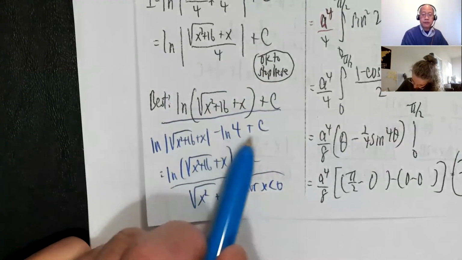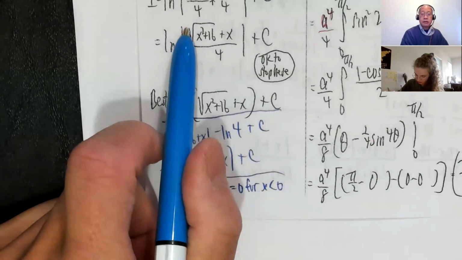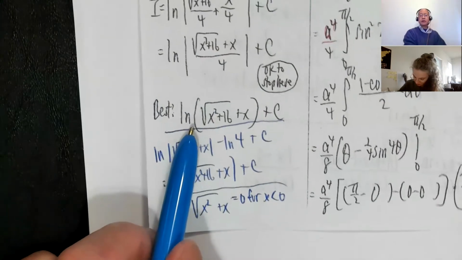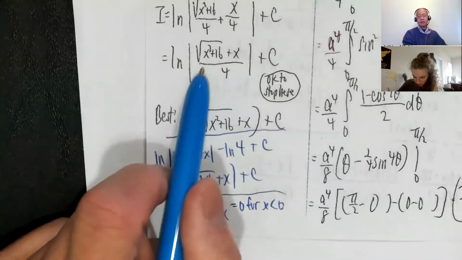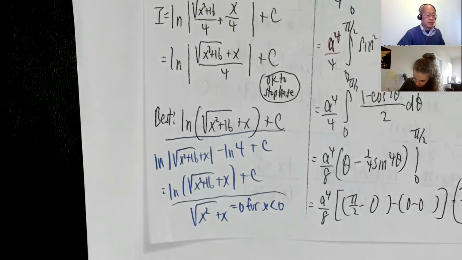Okay. So -ln4 plus c is still plus c. And since radical x squared plus 16 plus x is always positive, I drop the bars there too. Okay, so all of that to say this is the best final answer, but on an exam, I'll let you stop right over there. Okay, I just want to show you that.